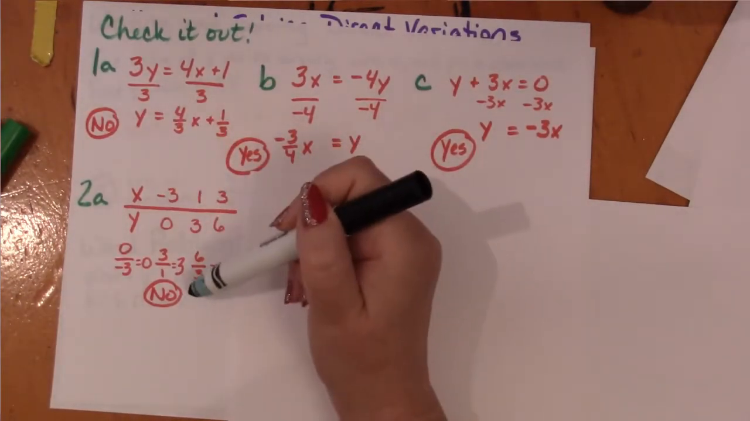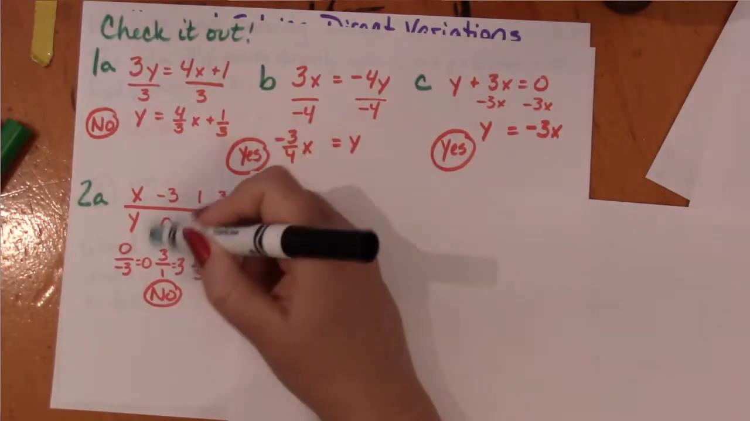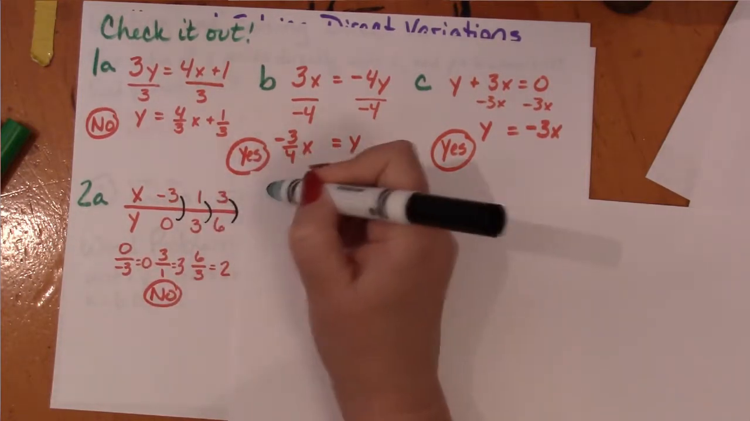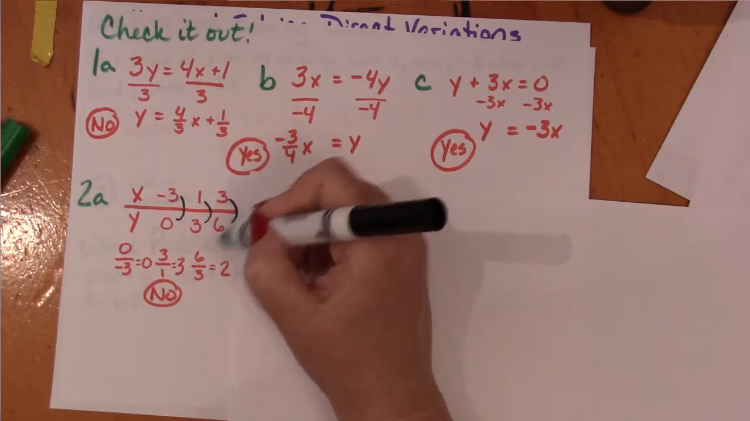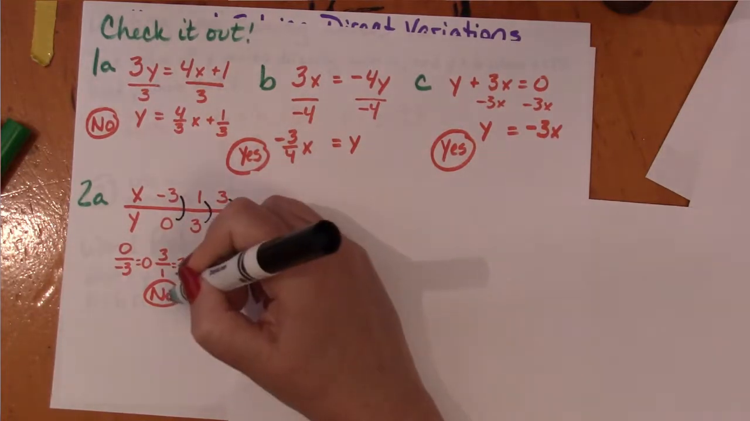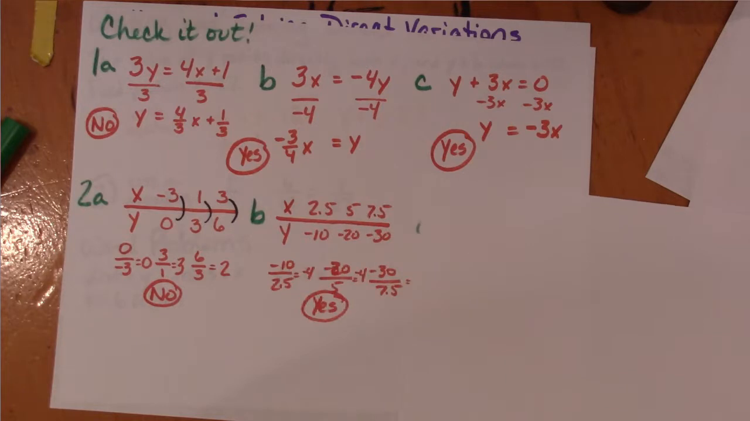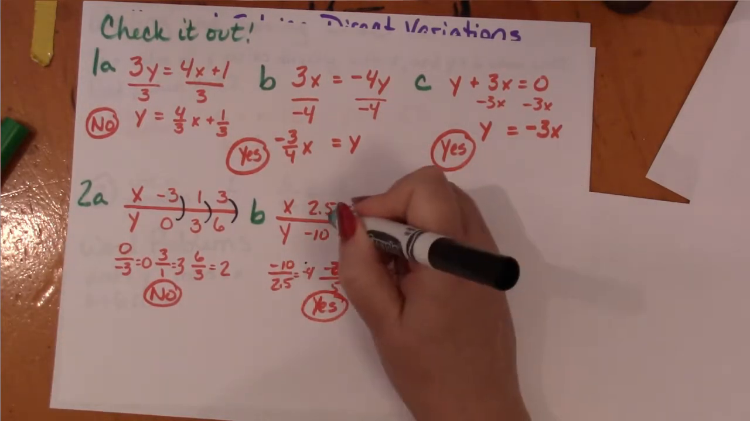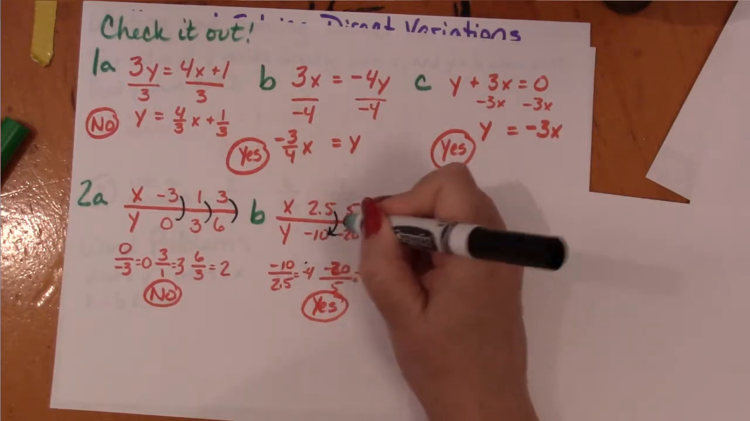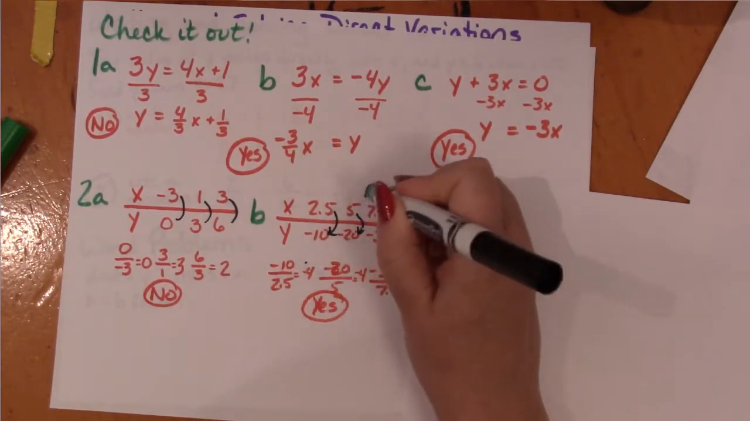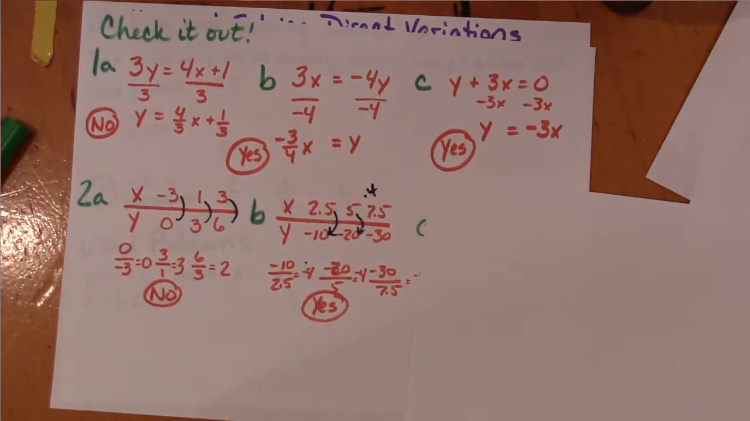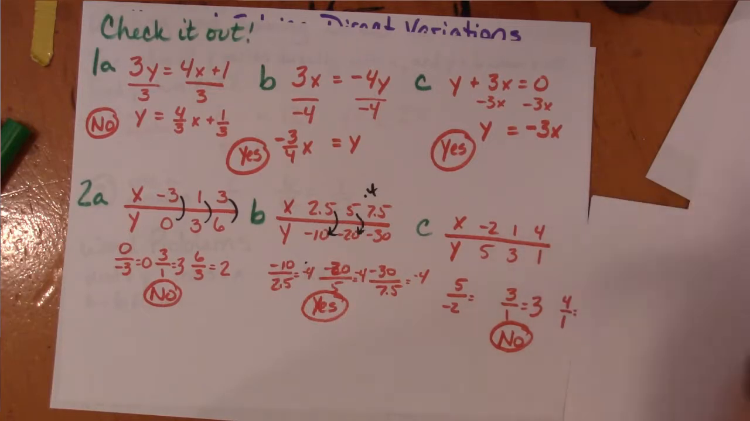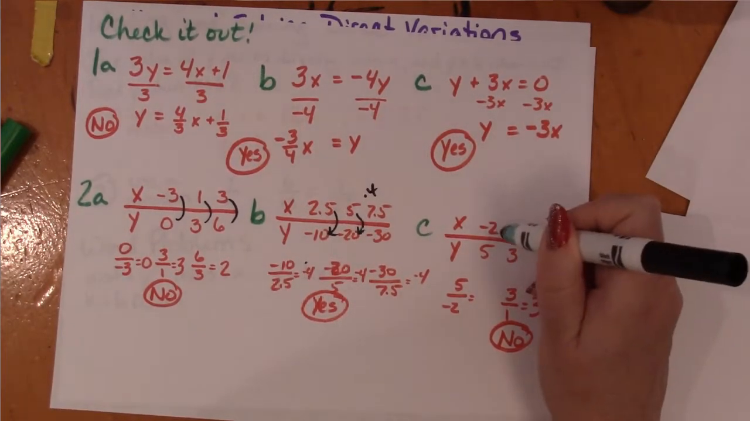So for number 2A, the ratios that we make, or the changes from x to y that we see, are not the same. So this is not a direct variation. With B, the ratios are the same, and what you do to get from x to y is all times 4. So yes, this is a direct variation. Excuse me, times -4.